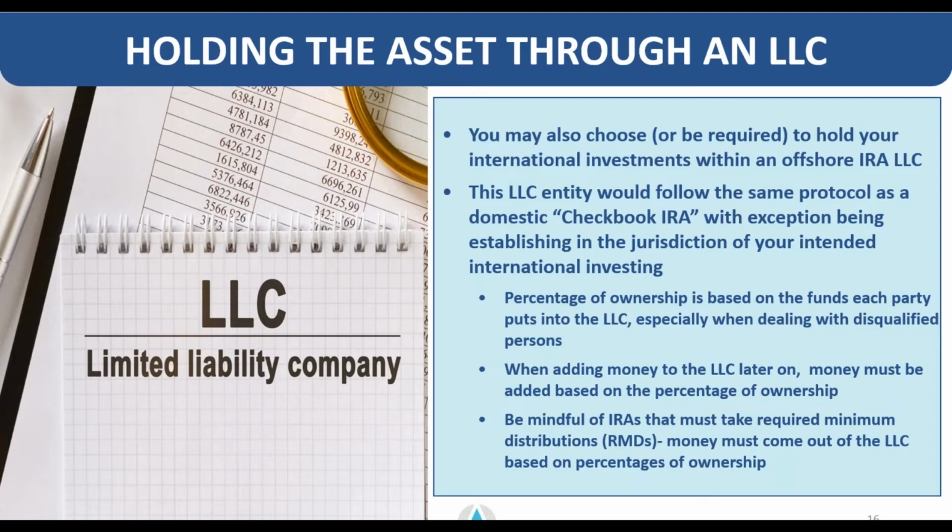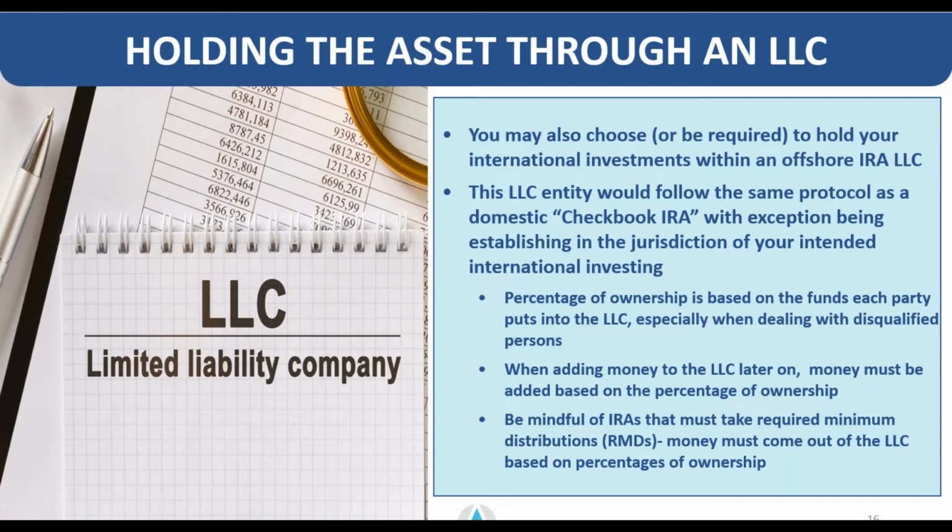And the percentage of ownership is directly related to the amount of money brought to the table by each IRA, or each individual, or however many partners are going into this entity. And that is especially true when dealing with disqualified persons. So if my spouse and I use our IRAs to invest together into an LLC and then we plan on making foreign investments, we just want to make sure that if we are going to own it 50-50, each of our IRAs can participate with 50% of the amount of money we want the LLC to be funded with. When adding money to the LLC later on, it must be based on the percentage of ownership. Again, very important when you're talking about disqualified persons.